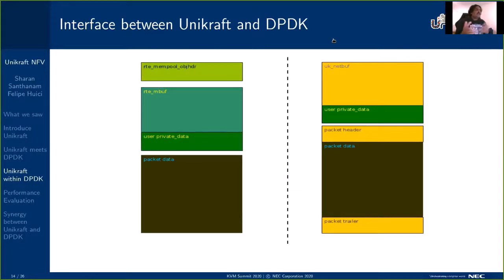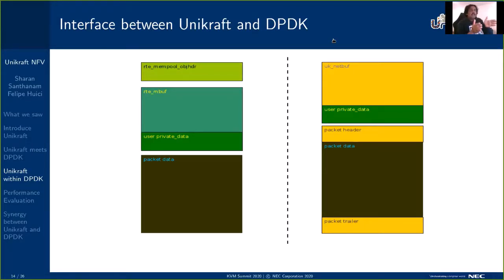So what is the difference between a netbuff and the mbuff? With a netbuff, you have this netbuff structure, and then you have the user private data within it, which is the application's usage of the netbuff, and then you have the packet headers and the packet data. Whereas the equivalent of an mbuff has the mbuff buffer, then the packet data, and some private data for it.